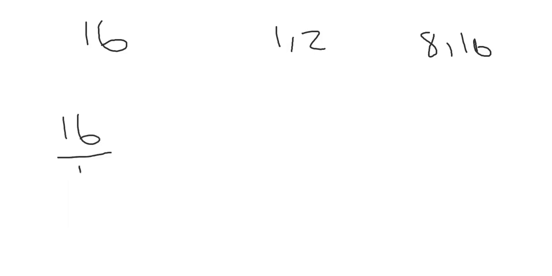16 divided by 4. I skipped 3 because you can't divide 16 by 3. You're going to get a decimal as well. So 16 divided by 4, you're going to get a 4. So from what I see, these are the only factors of 16: 1, 2, 4, 8, 16. Numbers that can divide 16 without leaving a remainder.